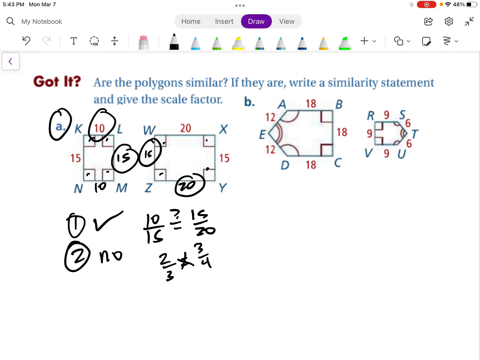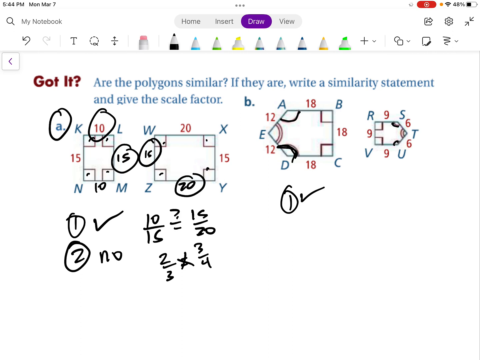Let's check these next shapes. So I've got these pentagons. So look at the angles first. Just a reminder that, right, a single circle like that means that those two angles are equal. Those have the same symbol, so they're also equal. So A is equal to S and D is equal to U. E has a 2 line, so it's equal to T that has 2 lines. And then R and V are both right angles, and so are B and C. So number one, right? Are the angles congruent? Yes. Number two, are the sides proportional?